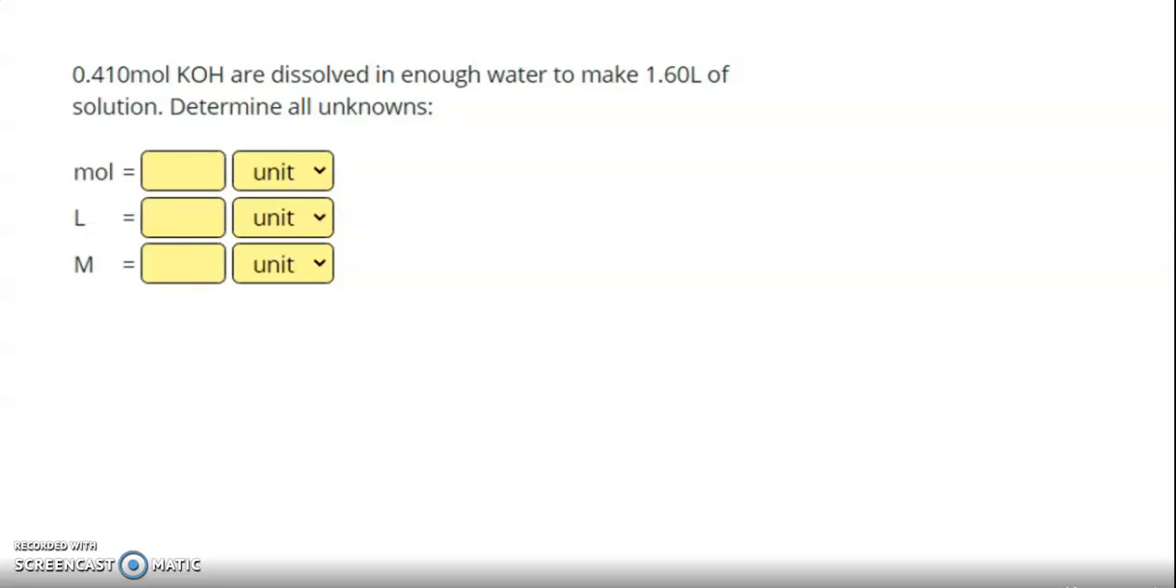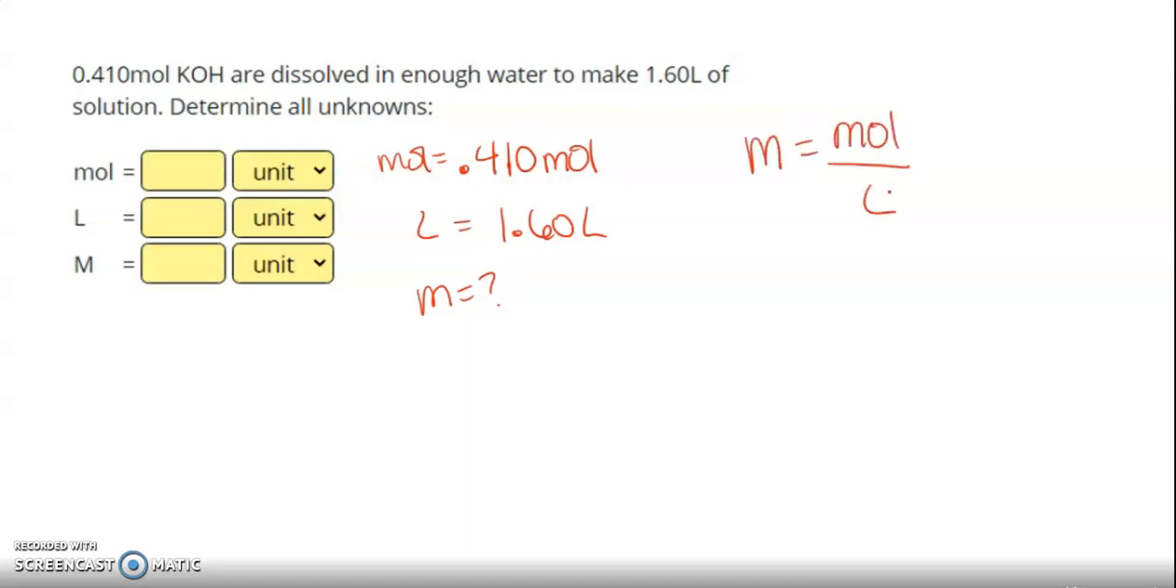I have 0.41 moles KOH, and that's going to be my moles. And then my liters are equal to 1.60. The thing I still don't know is molarity, capital M. I'm going to use this equation. M equals moles over liters.